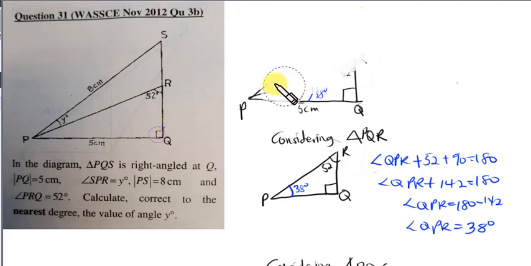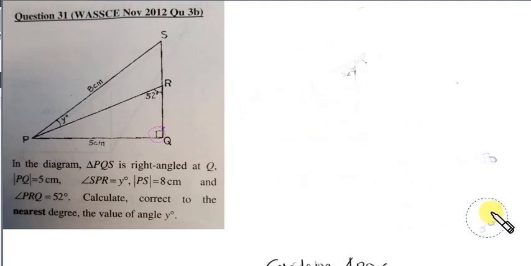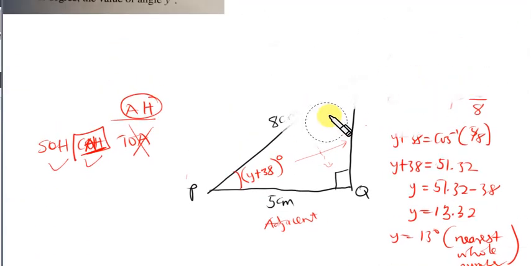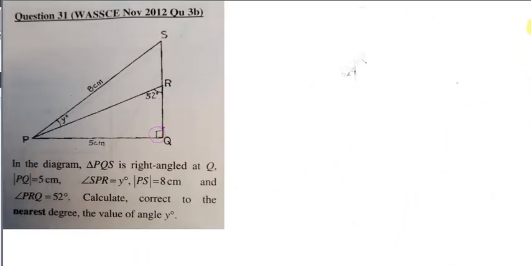Now another way is to consider the triangle PRS. Triangle PRS is not a right angle triangle, but you can still use the sine rule to solve this question. In the second approach, instead of considering the two right angle triangles, we are just going to consider the triangle that matters, triangle PRS. So I'm going to look at only this triangle.